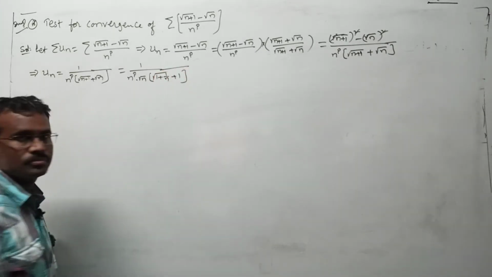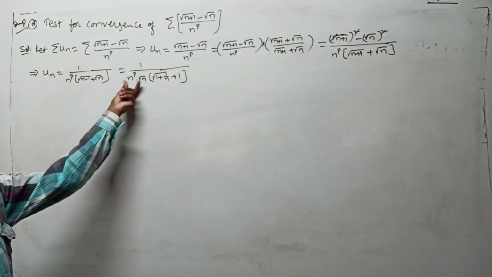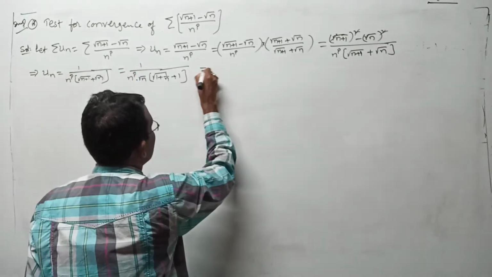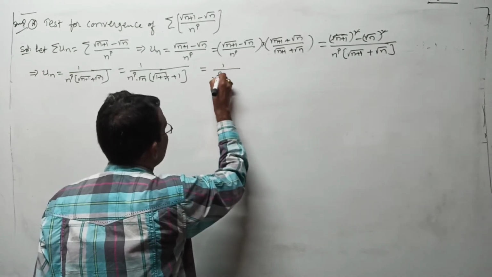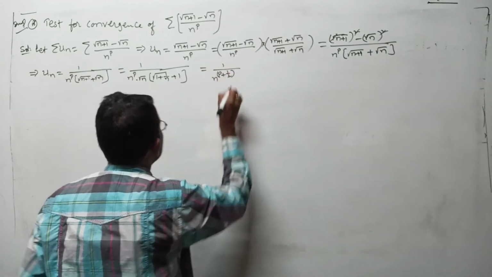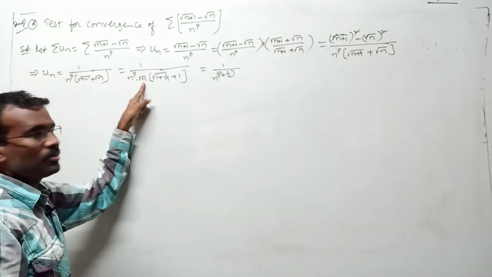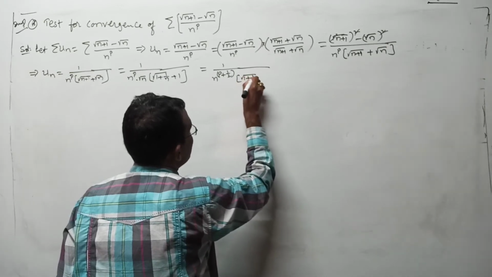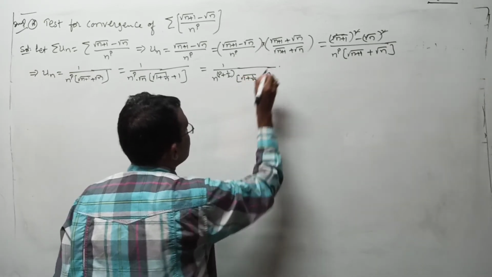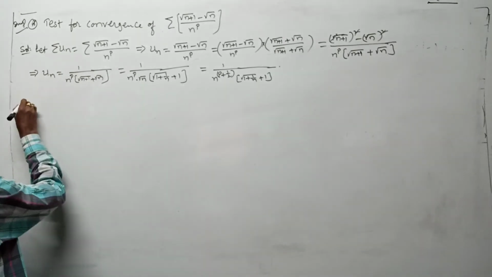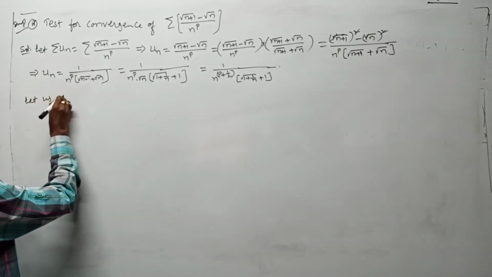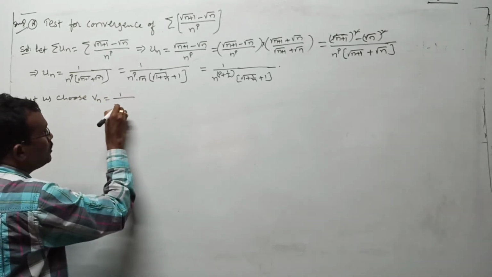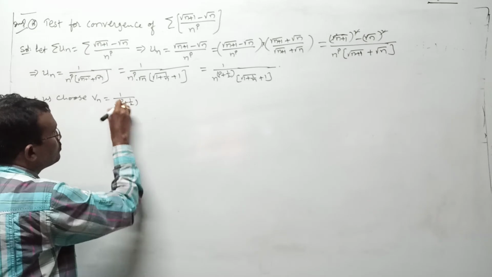Any doubt is there? Now this total thing is your common term, 1 by n power p into root n. Otherwise this we can write as 1 by n to the power of p plus 1 by 2. Any problem? n power p into root n is n power p plus 1 by 2, into root 1 plus 1 by n plus 1. Now let us choose Vn. Vn is equal to 1 by n to the power of p plus 1 by 2.